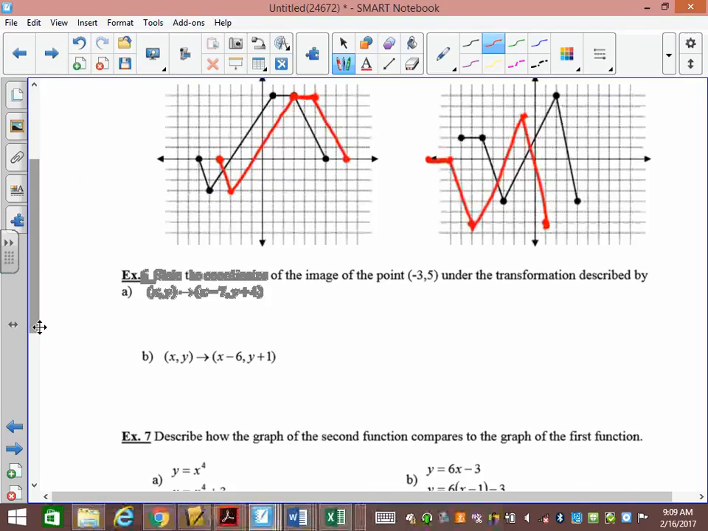State the coordinates of the image of the point -3, 5 under the transformations described by such. So just fill it in, right? Fill in the original point, -3, 5, into your mapping and get an answer.